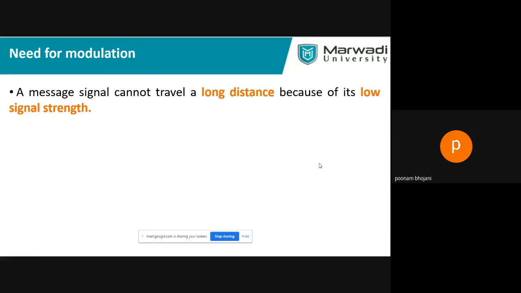And as I have told you multiple times, a low frequency signal cannot travel a long distance. Why? Because a low frequency signal has less energy. So low signal strength cannot travel a long distance, because in the channel the amplitude or strength of the signal will be completely attenuated. And at the receiver side, you will not be able to receive any signal at all, because no signal will reach the receiver. That is the problem of the low frequency message signal.